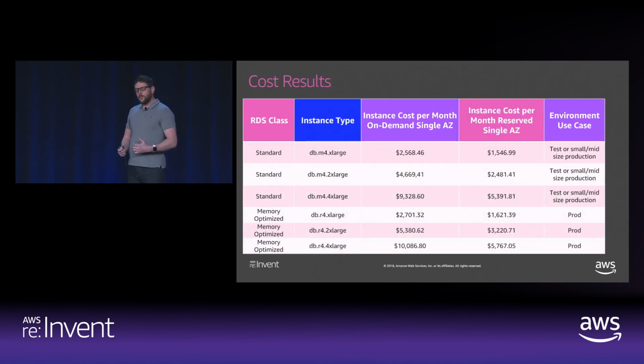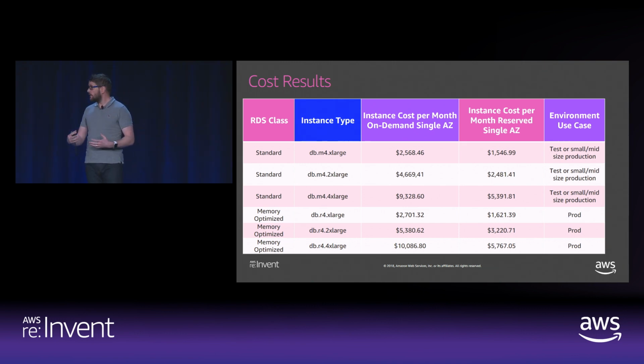And finally, we were then also able to pull out our cost results. So actually looking at whenever we have a standard class of M4X large for an on-demand instance, how much that would cost versus reserved. And it has also helped us really build a case together to understand when and where we will use specific types of environments. So is it suitable for test? Is it maybe just going to be used for small to mid production size? Or is it going to have that heavy, heavy workload there?